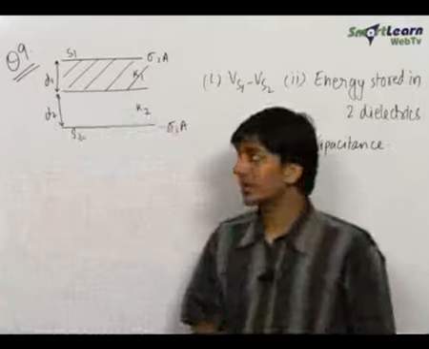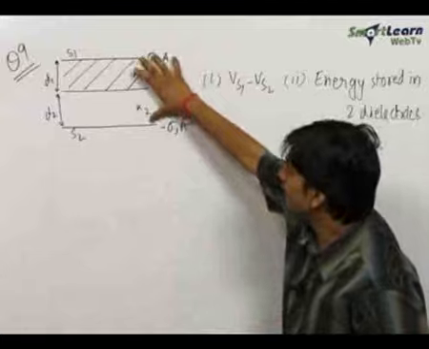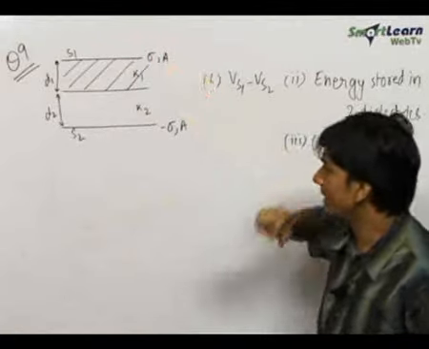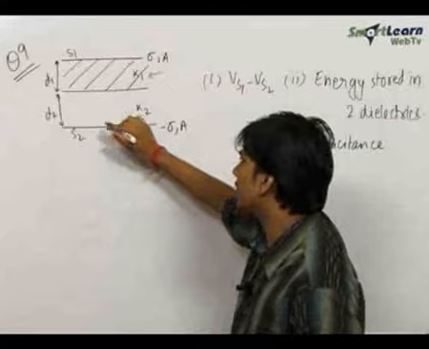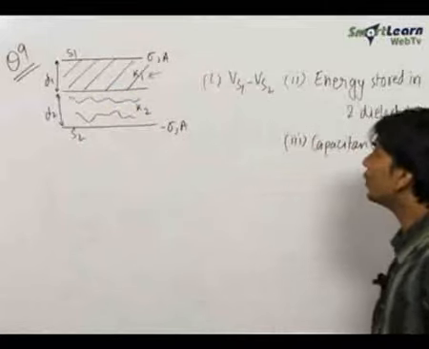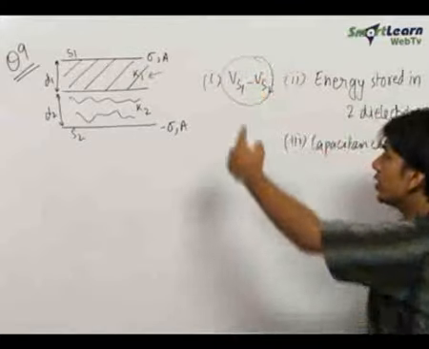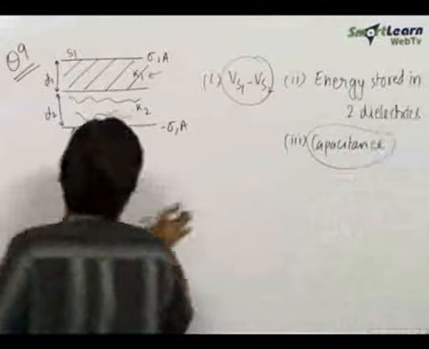This is a very important question. We learn a lot of things from this question. We have two plates of charge density sigma and minus sigma and surface area each of A. Till a distance of d1, there is a material of dielectric constant k1, and over here there is a material of dielectric constant k2. Now we need to find out what is the potential difference between the two plates, the energy stored in the two dielectrics, and the total capacitance of this system.